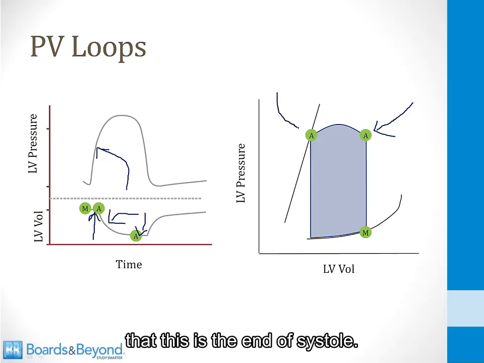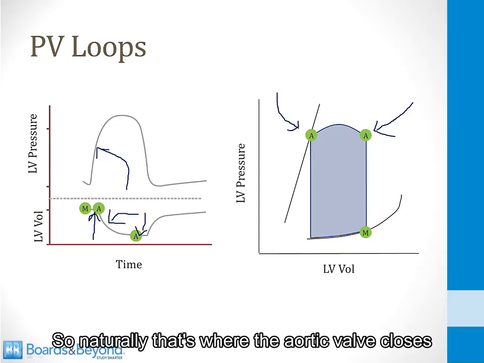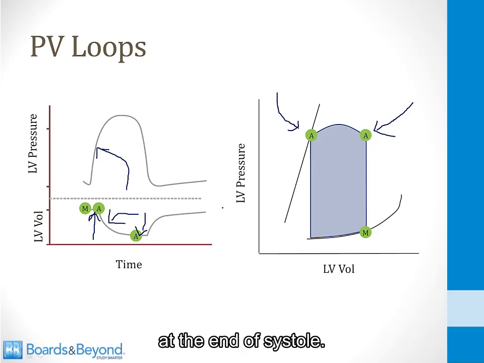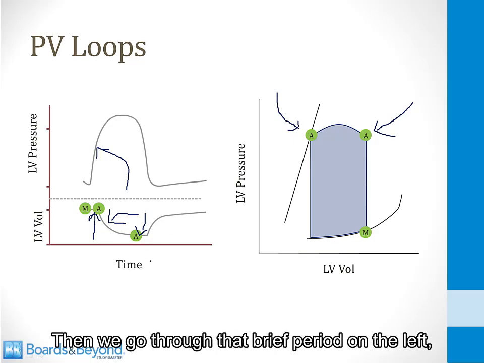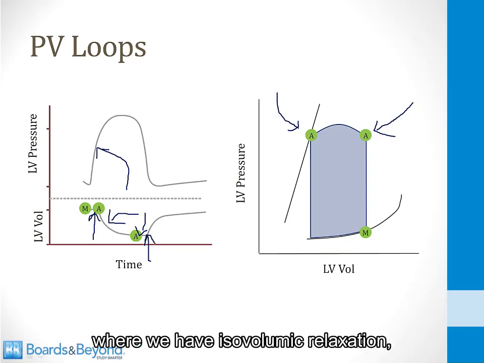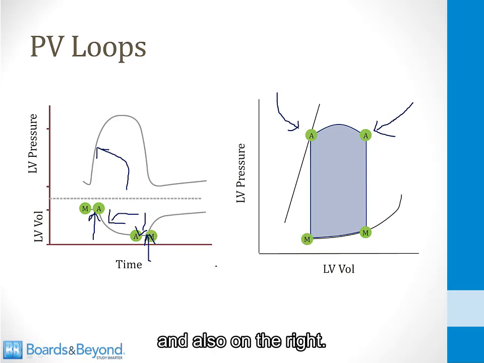And I told you before that this is the end of systole, so naturally that's where the aortic valve closes, at the end of systole. Then we go through that brief period on the left where we have isovolumic relaxation, and then the mitral valve opens, and that's shown now on the left side of the screen and also on the right. So it's important you know which points in the pressure volume loop represent the opening and closing of the aortic and mitral valves, and now we've gone through all of those in this slide.